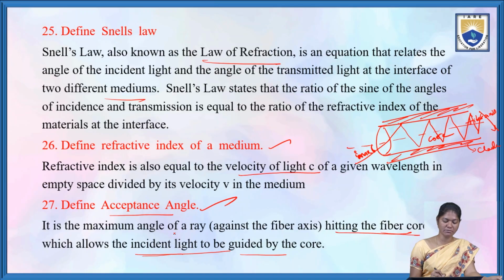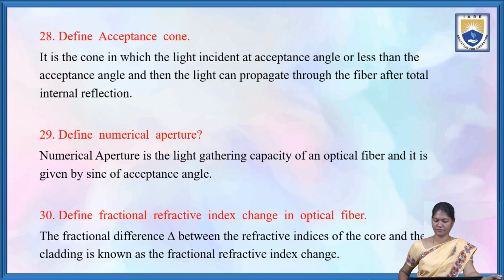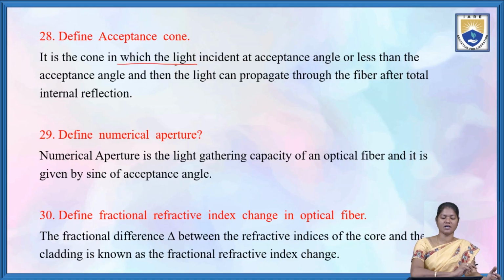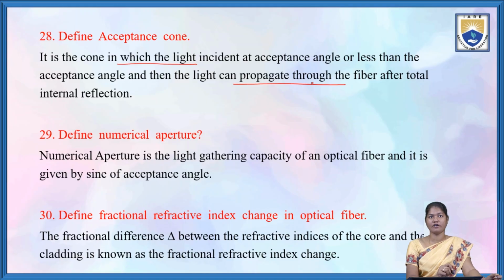So it is the maximum angle of a ray hitting the fiber core which allows the incident light to be guided by the core. Define acceptance cone. It is the cone in which the light incident at the acceptance angle or less than the acceptance angle can propagate through the fiber after total internal reflection.